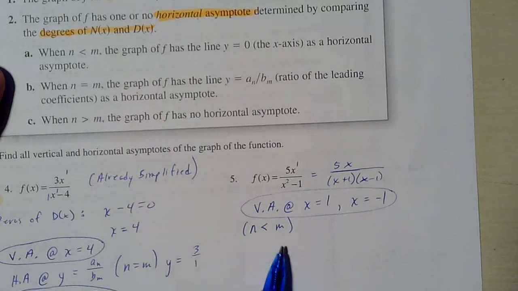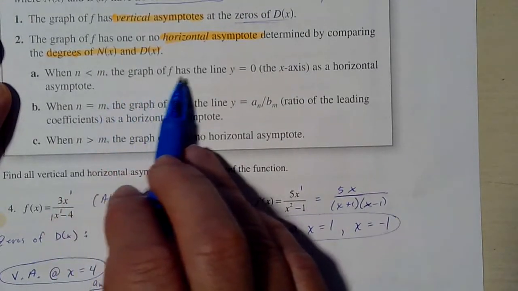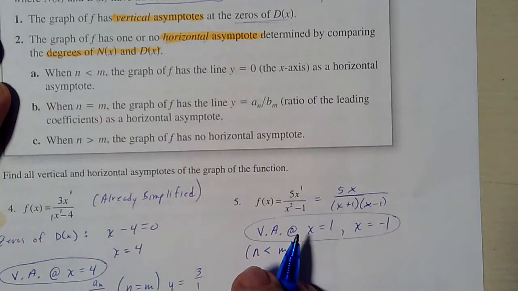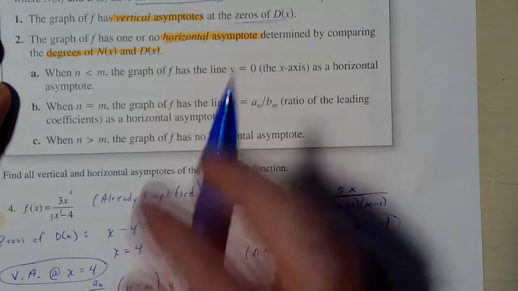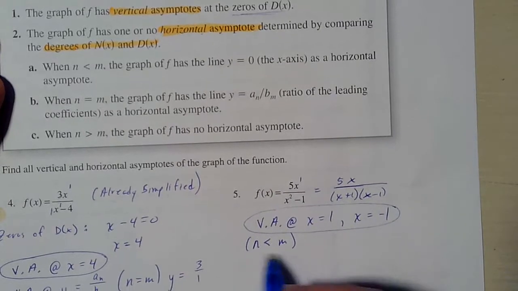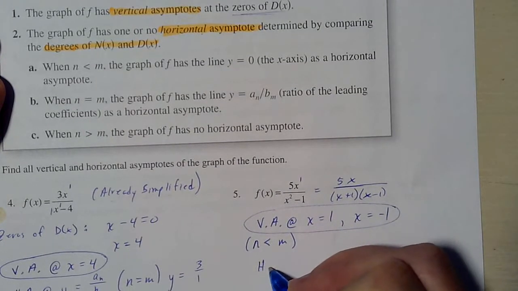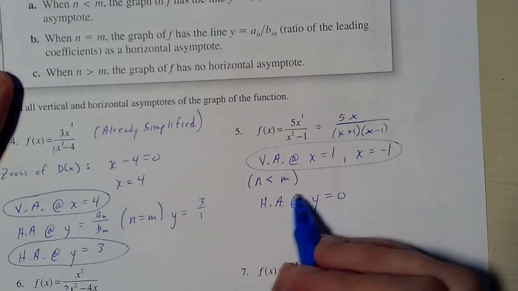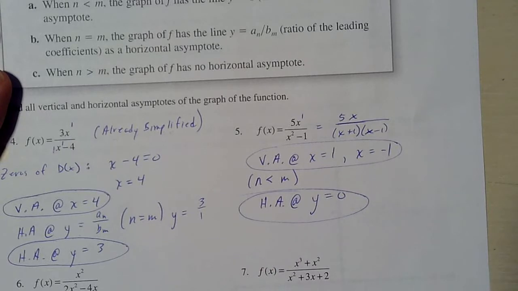Okay, this one's easy. Once you recognize that, it will always have an asymptote at y equals 0. That's it. All right, nothing to debate, nothing to calculate. You just got to memorize it. So when that happens, we simply say there's a HA at y equals 0. Done. Okay.